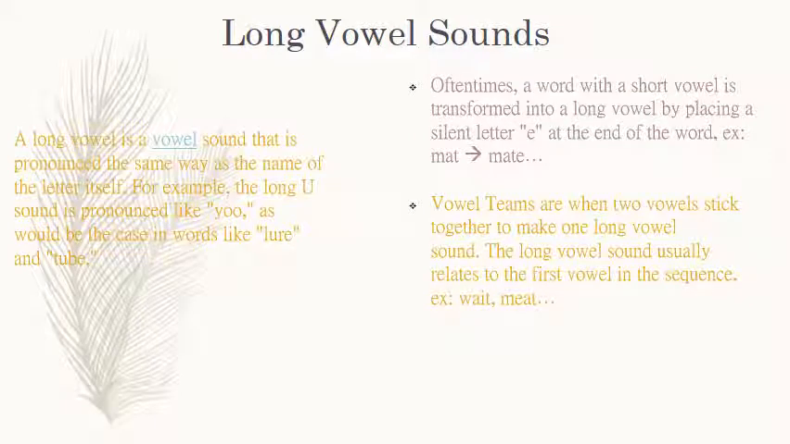Vowel teams are when two vowels stick together to make one long vowel sound. The long vowel sound usually relates to the first vowel in the sequence. Usually, not all the times. Okay, you have to pay attention to this. Usually, not all the words that have vowel teams. Okay. Example: wait, meet.